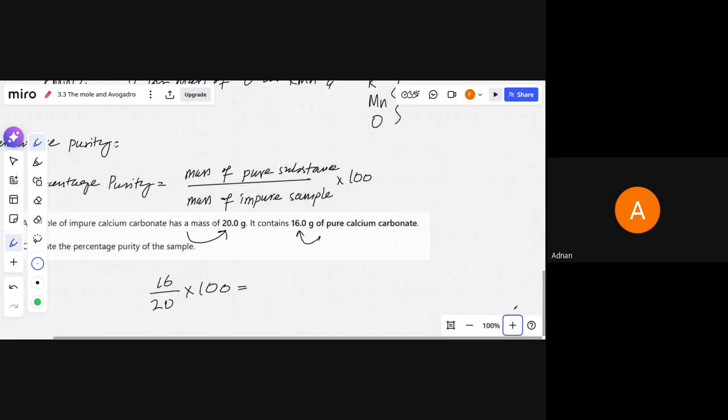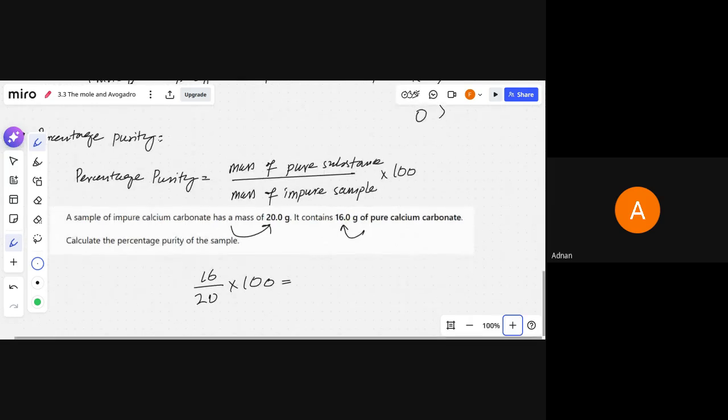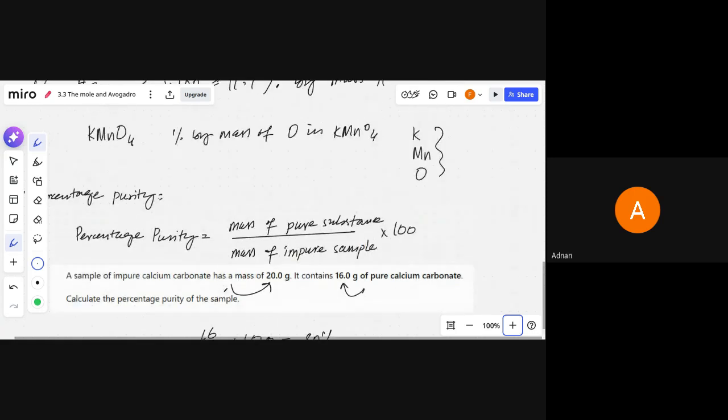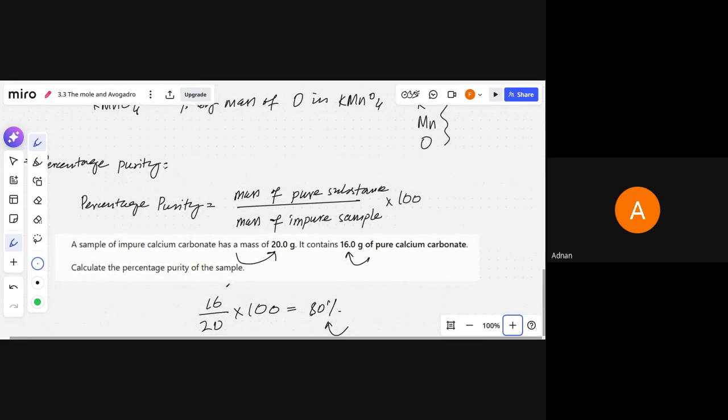So it is pretty simple. You just need to remember the formula for how to calculate percentage purity. So 16 divided by 20 is 0.8, times 100, so this is 80% pure, right? So the percentage purity of this sample is 80%. This is how you calculate percentage purity. I hope this is clear.